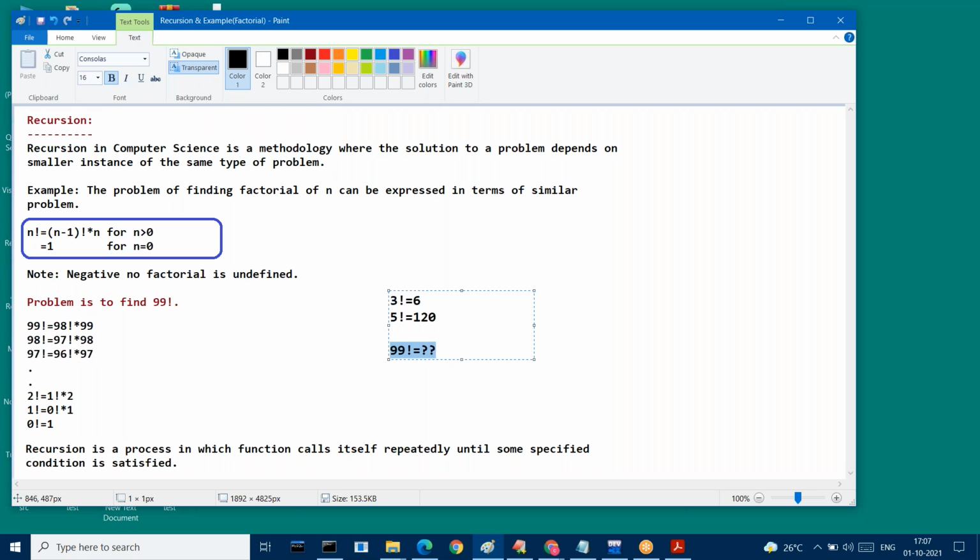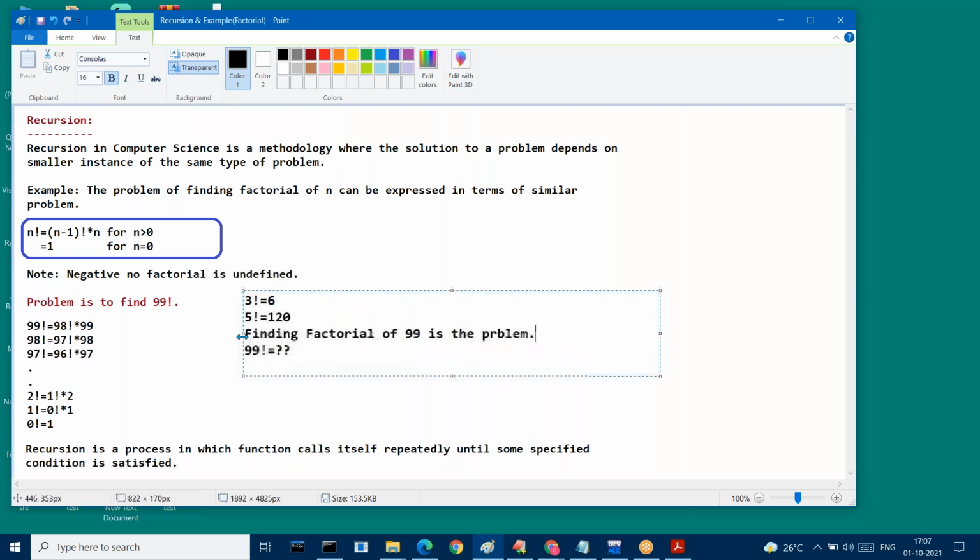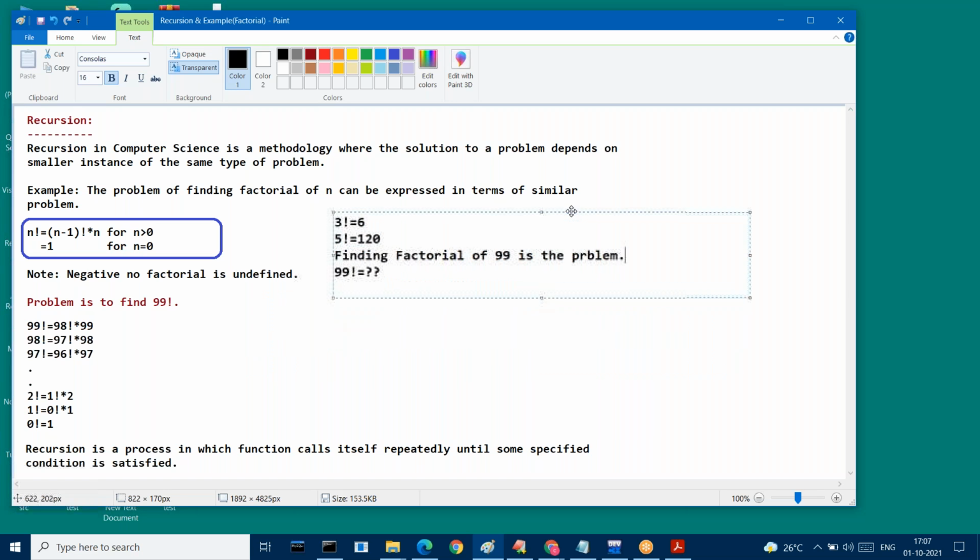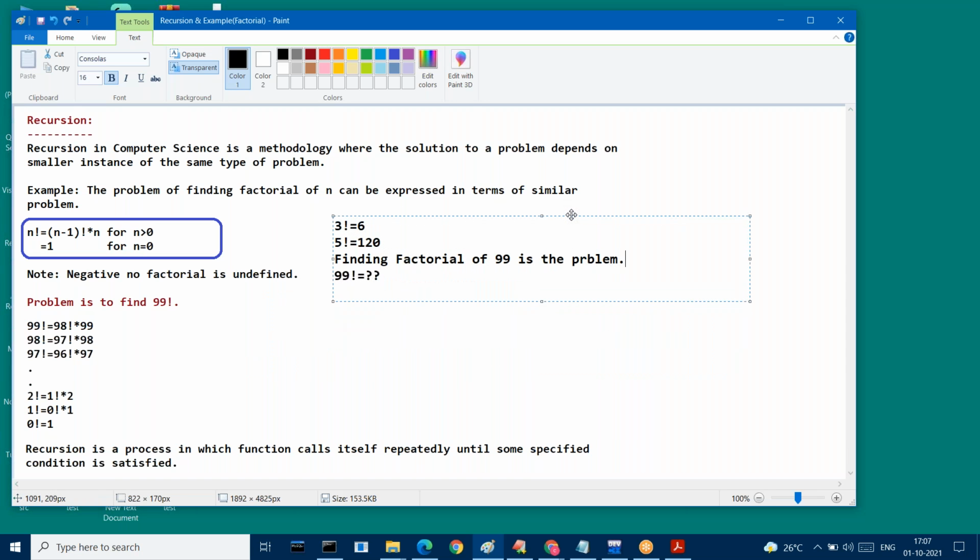Why? So currently this is the problem. What is the problem? Finding factorial of 99 is the problem. This is the problem to you. Then what you decided is that, okay, I will divide the problem into smaller instance. But how will you divide this problem into smaller instance?